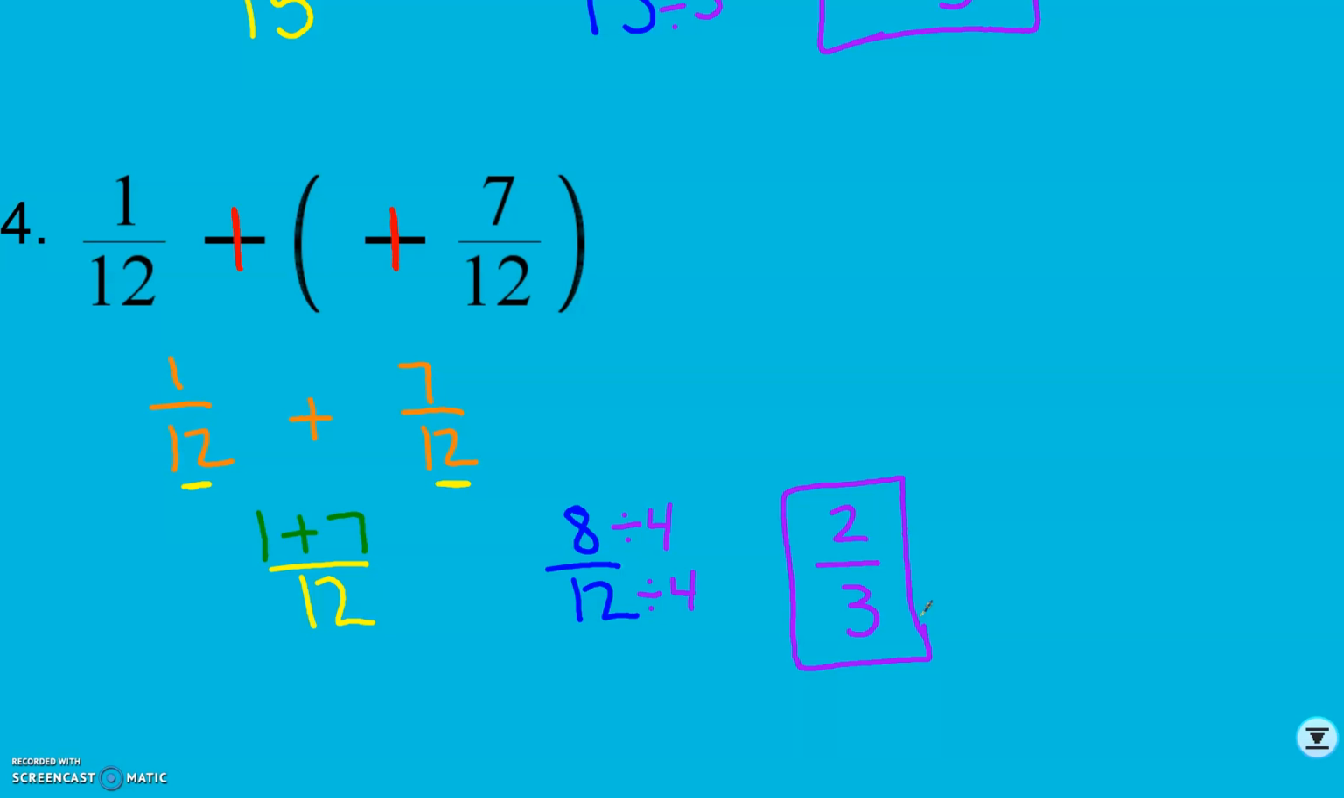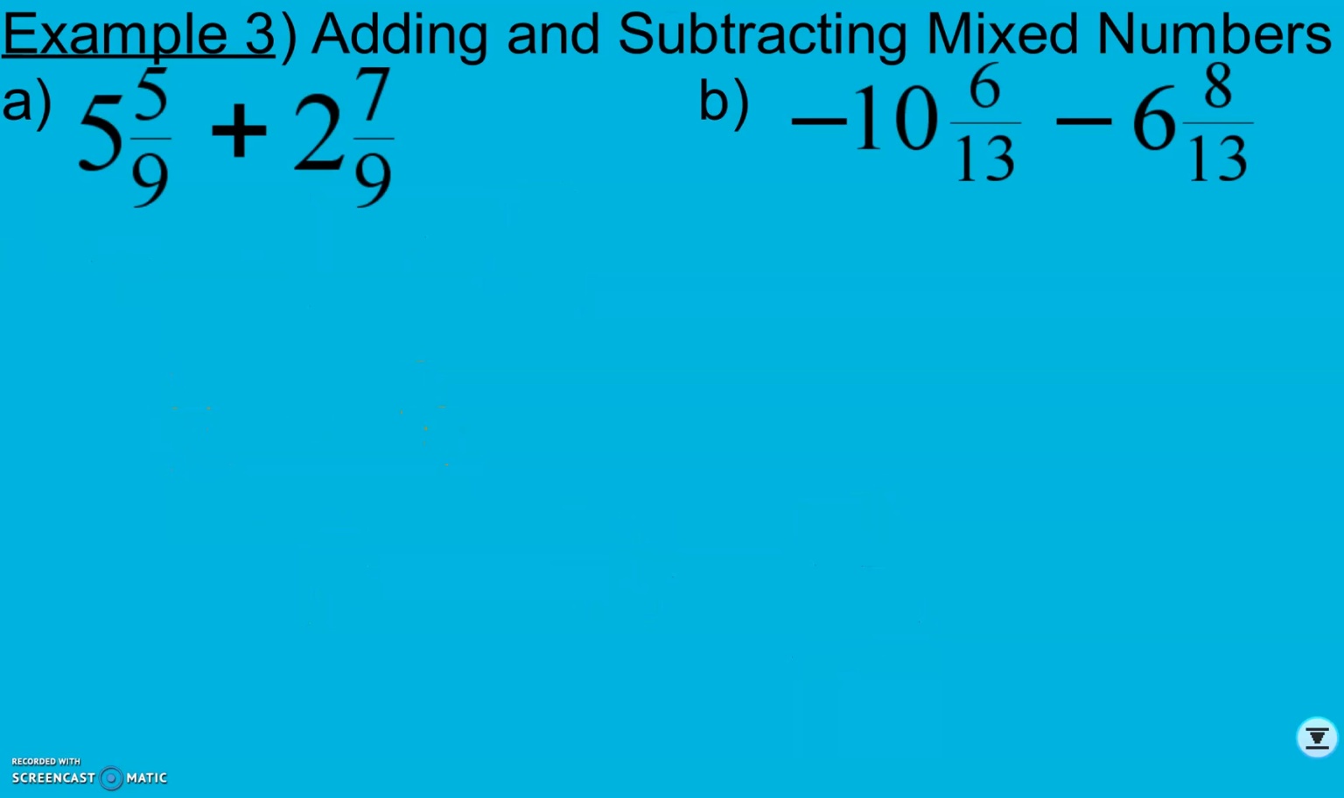So you could have done a 2 and then a 2 and still gotten to the same spot. In example 3, we're going to add and subtract mixed numbers.